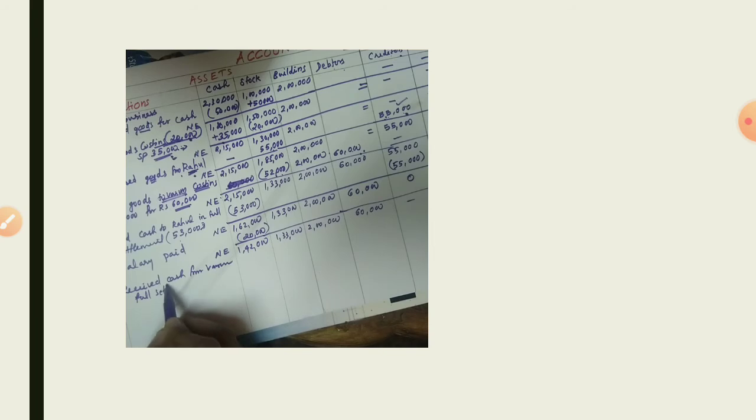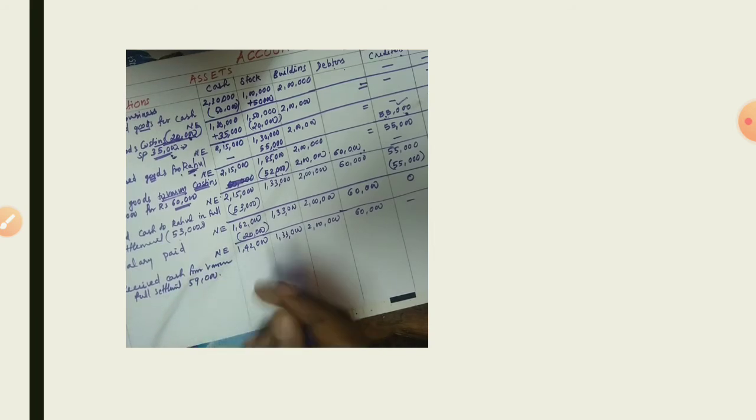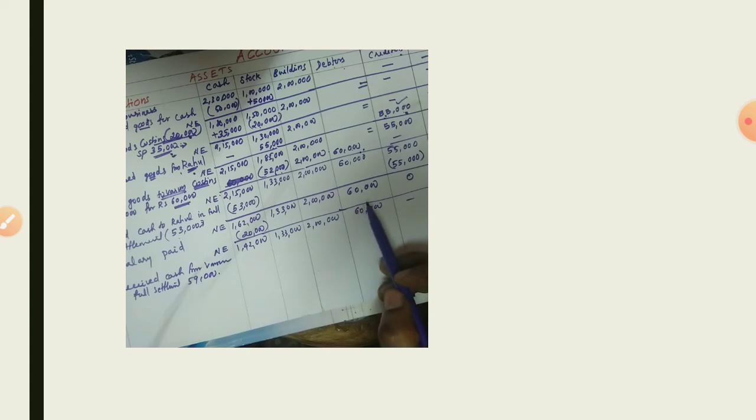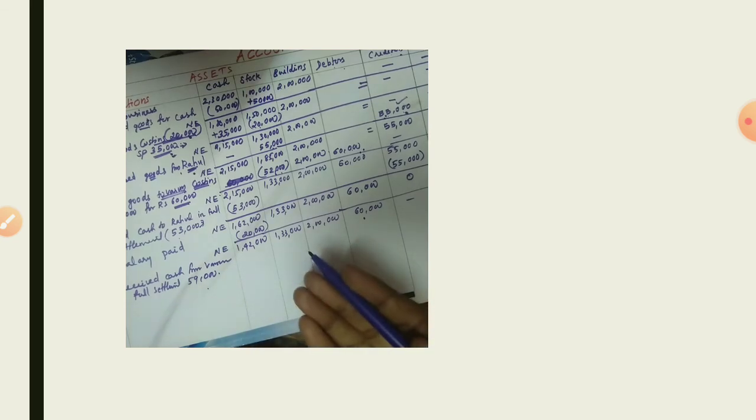How much received separately? They have given 59,000. So okay, now you check in Varun's account how much is standing. 60,000 is there, but he paid only 59. That means we allowed him a discount of 1,000. So discount we can allow to customer. We can receive discount from our supplier.